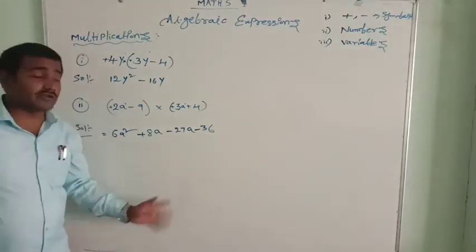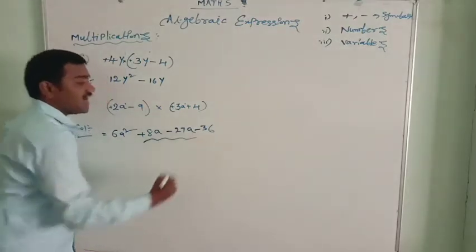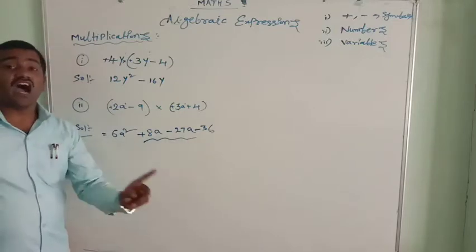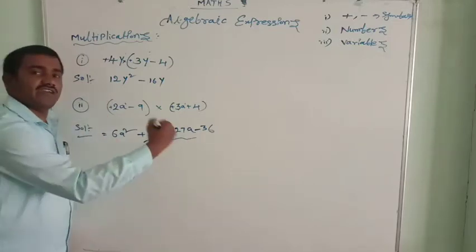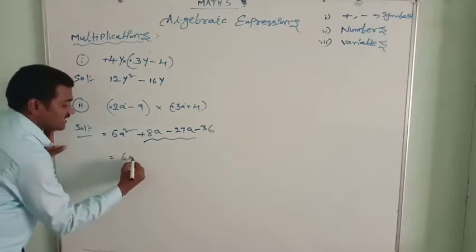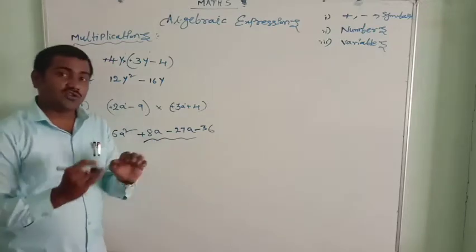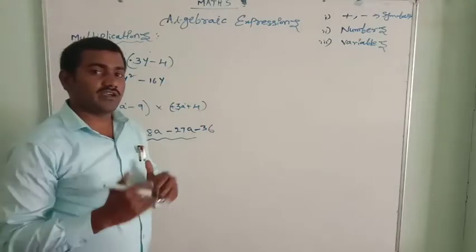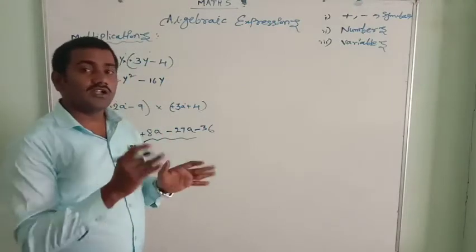Again, the sums are not complicated. If you see here, 8a and 27a are like terms because they have the same variable and same exponent. From that, 6a square. From 8a to subtract 27, from the 8 to subtract 27, not possible.